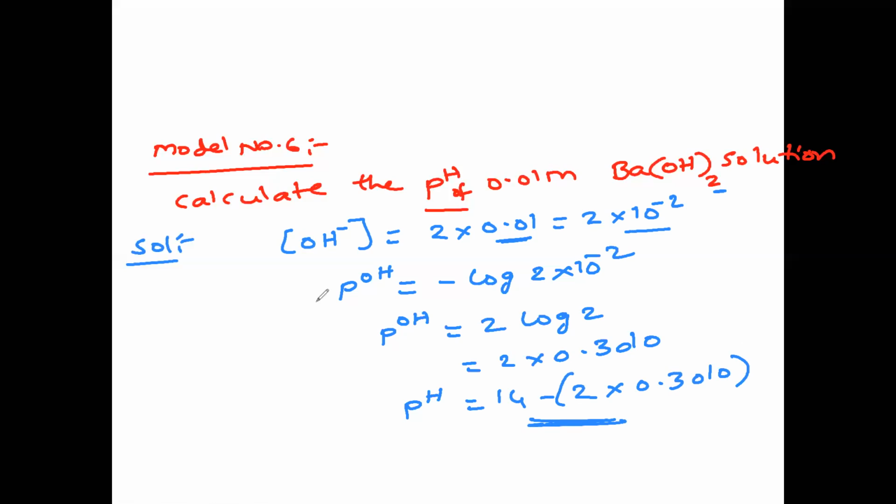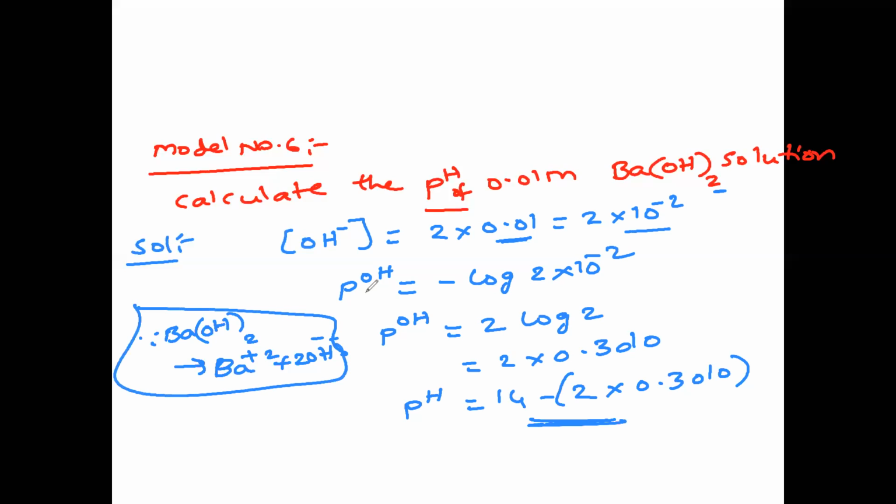0.01 molarity barium hydroxide solution. Barium hydroxide dissociates to yield 2 OH minus ions. It gives Ba 2 plus and 2 OH minus ions. Since this is a base, first we need to calculate the concentration of OH minus. In this case, the concentration of OH minus becomes 2 into 0.01, that is equal to 2 into 10 to the power of minus 2. So minus log of 2 into 10 to the power of minus 2 is pOH.